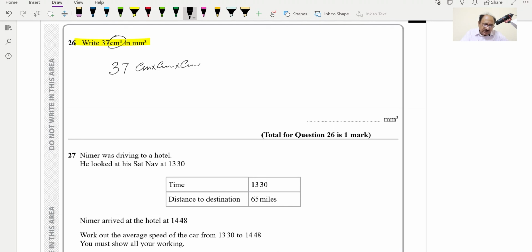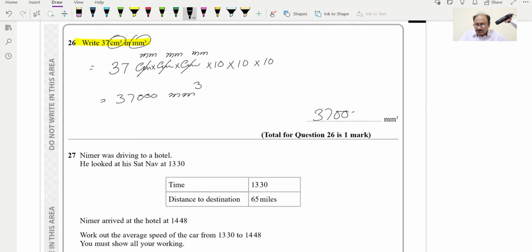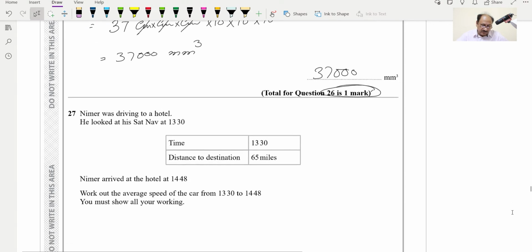To convert it into millimeters, to convert this centimeter into millimeter, we will multiply by 10, because there are 10 millimeters in 1 centimeter. And to convert this centimeter into millimeter, we will again multiply by 10, and this one similarly. And this will be 37 and 3 zeros, and millimeter into millimeter will be millimeter cube. So this will be 37000. One more question which we have easily done.